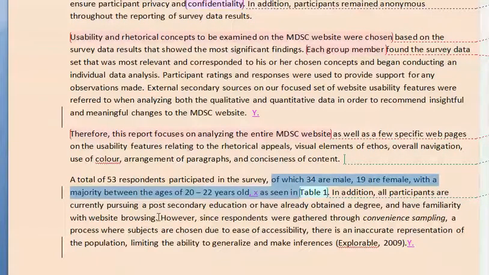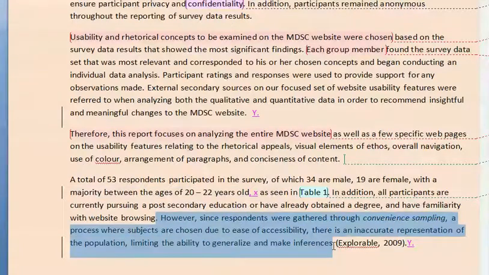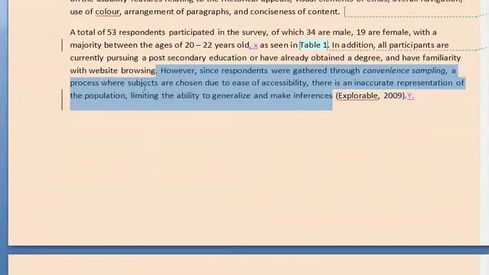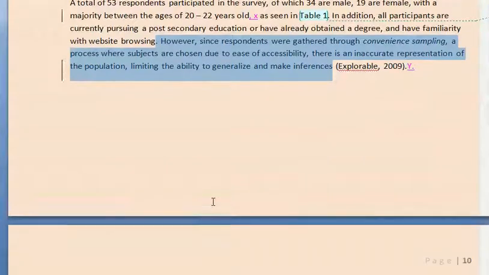And then it does a bit of weaknesses and strengths in terms of the type of sampling, and you could do something of your own to talk about the weaknesses and strengths of the survey itself.